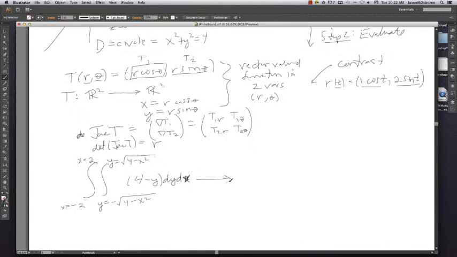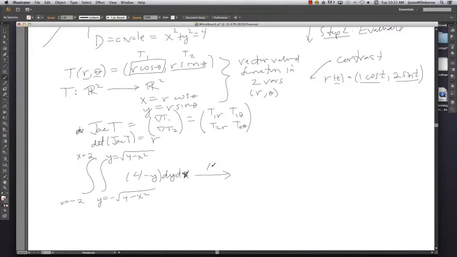So the goal is to change variables to r and theta. Part of this is pretty simple. Wherever you see the x, you need to substitute r cosine theta, and wherever you see the y in the function, you need to substitute r sine theta. So that is pretty straightforward. We get r sine of theta.